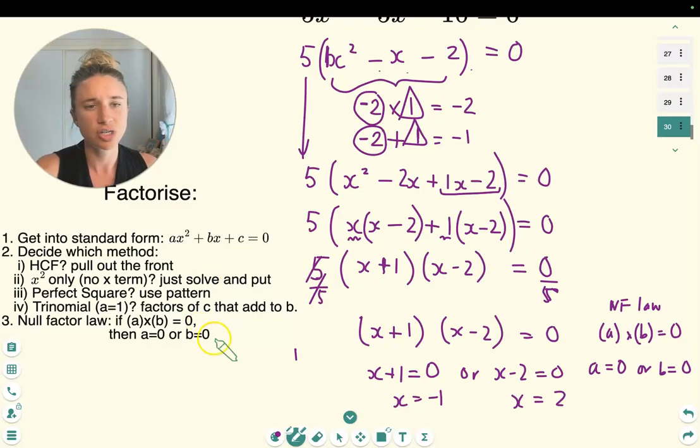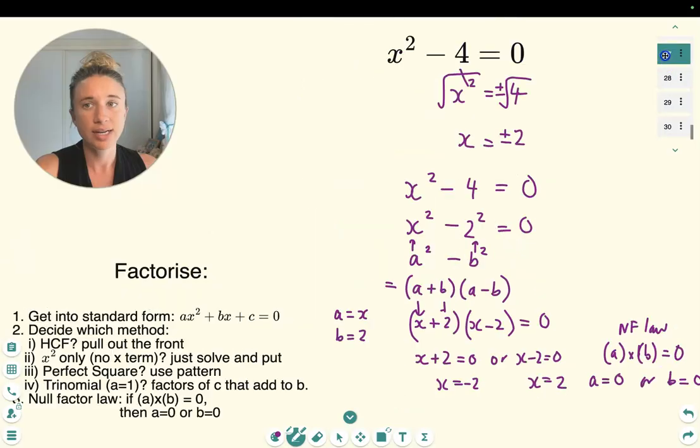So yeah, just use this factorizing method in year 9, just to decide which method to use. This is your strategy. Get it into standard form so that all the terms are on the left-hand side and it's equaling 0. Try and pull a highest common factor out the front as a first step. And if it's an x squared only term, like in that problem before, you can just rearrange for x nicely.